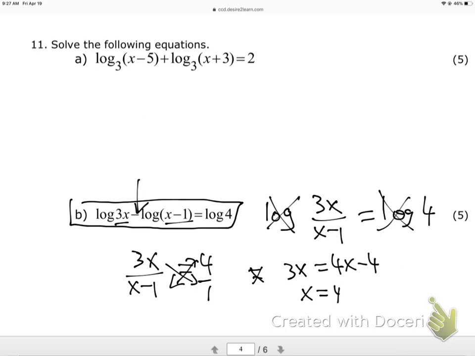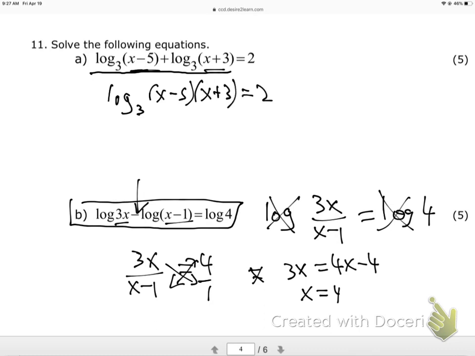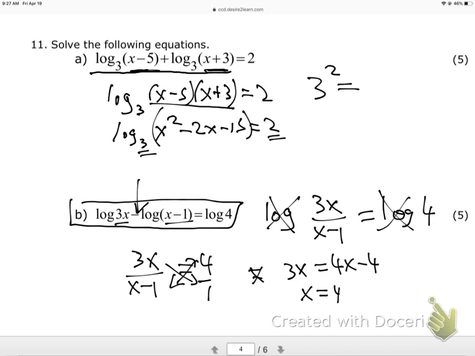Let's take a look at the one above. Again, I'm going to combine everything on this side to a single log. So log base 3 of x minus 5 times x plus 3 equals 2. I just combined those as a FOIL, because it's a plus. So log base 3 of x squared minus 2x minus 15 equals 2. Now remember, change from log to exponential: 3 with an exponent of 2 equals this here. That's 9.